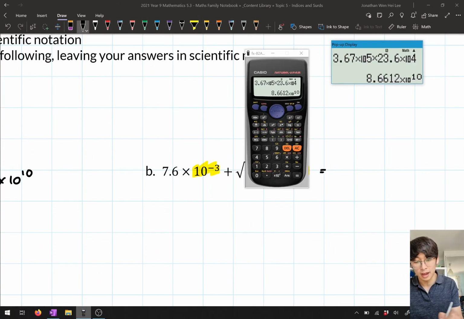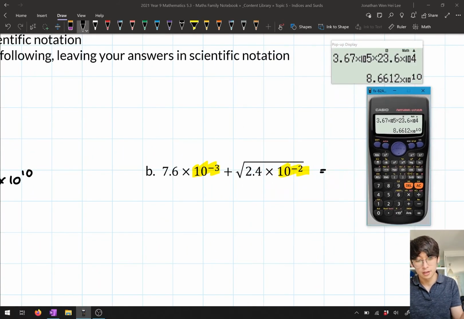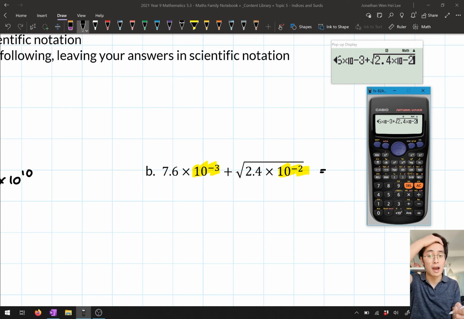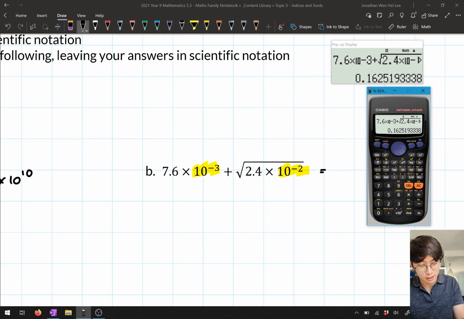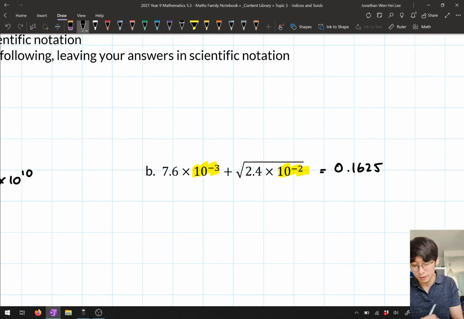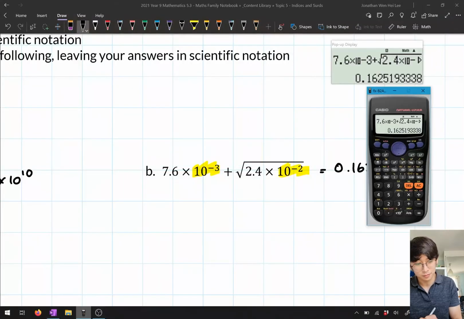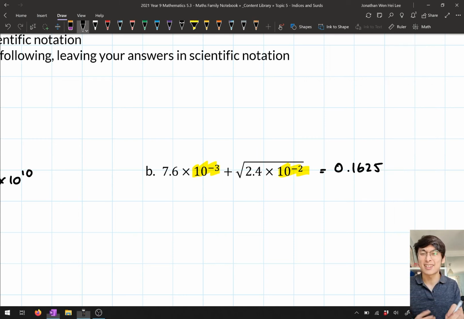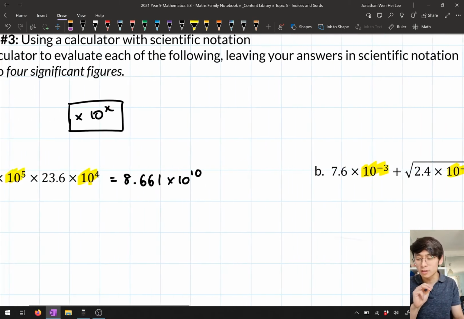Now I'm going to also put this in my calculator, so let's do that. So I've got 7.6 times 10 to the power minus 3 plus square root 2.4 times 10 to the power minus 2. So once again, that times 10 to the power x button, really easy and really helpful for us to actually do this a lot quicker. And so here we get this number, 0.1625193, whatever. Okay, and we want to write this in scientific notation correct to 4 significant figures.